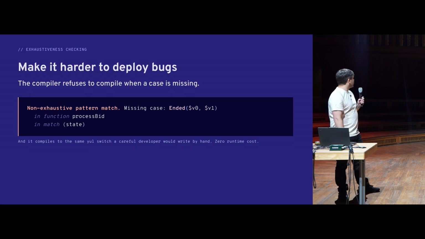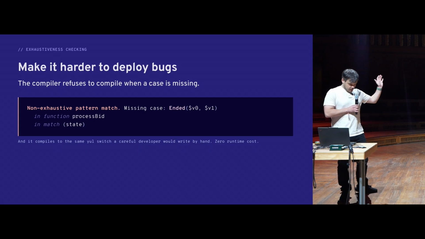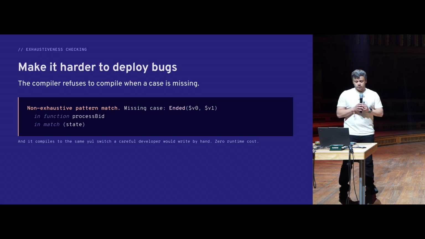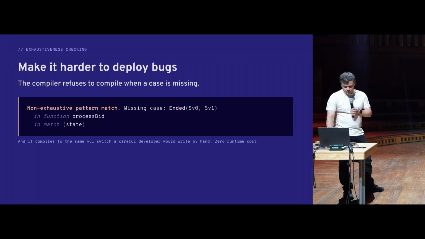Here there's a nice example of what an error message will probably look like. If you have the pattern match I showed before, it basically compiles to what a careful developer could also write in a Yul switch statement, and it comes at no extra runtime cost. So it compiles down to this Yul switch. Just because we have pattern matching doesn't mean that we have any extra runtime cost.